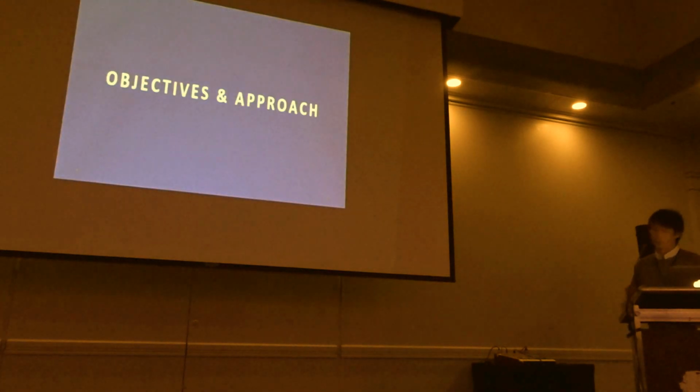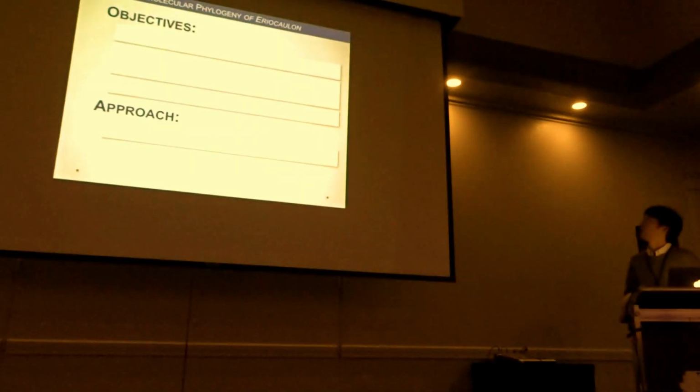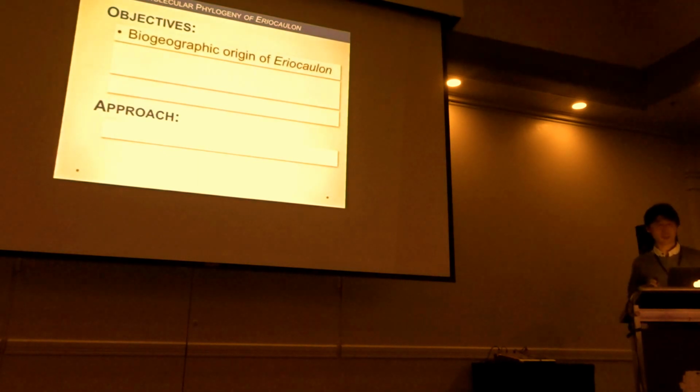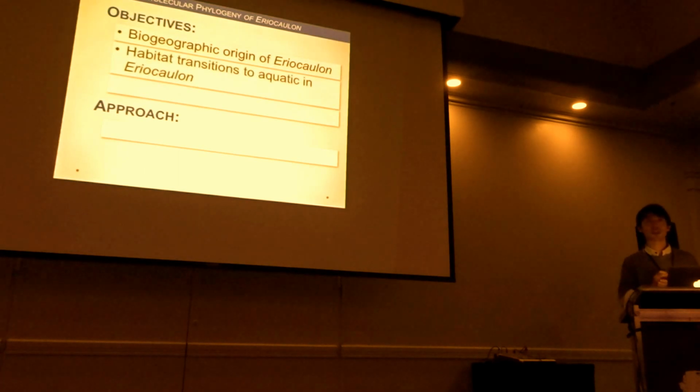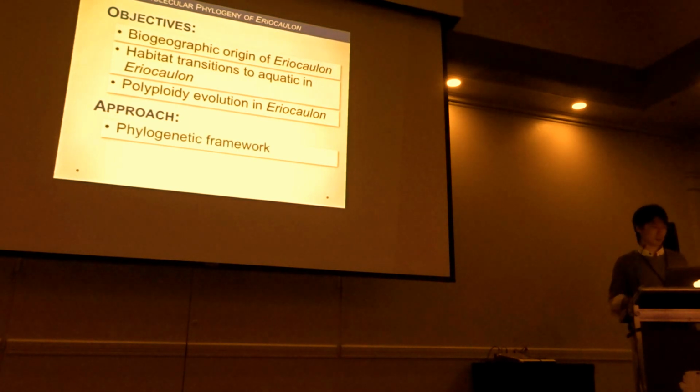Okay, objectives and approach to the study. We have 3 objectives. The first one is biogeographic origin of Eriocaulon. The second one, habitat transition to aquatic. And the last one is polyploidy evolution. And the approach of this study is not really expensive. It's one phylogenetic framework using molecular phylogeny.